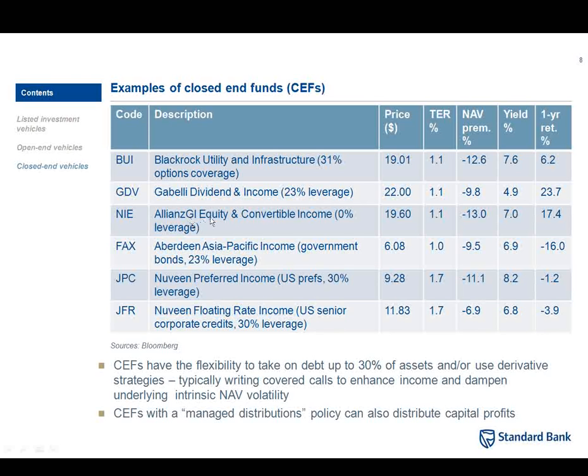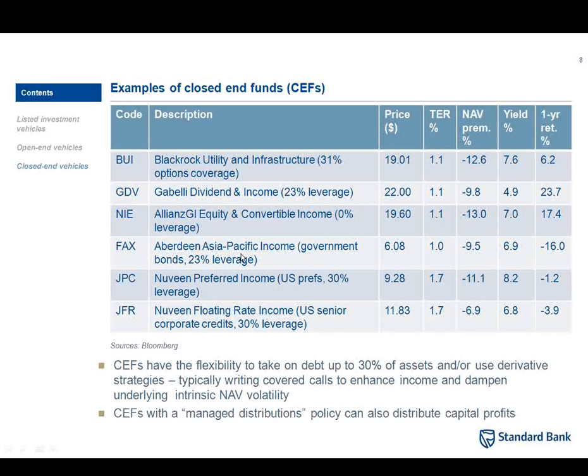This Allianz GI equity and convertible, that one uses some small amount of options writing, but I think it's more just equities and convertibles, and it doesn't use any debt. That's given a decent return, got a very good yield and a good discount to NAV, so that one looks promising.